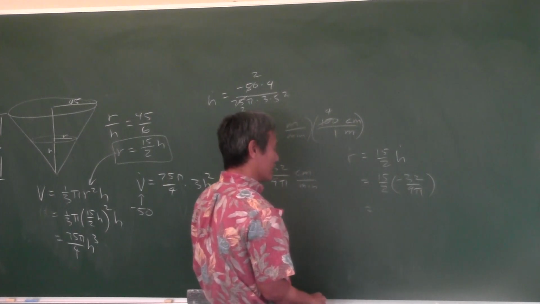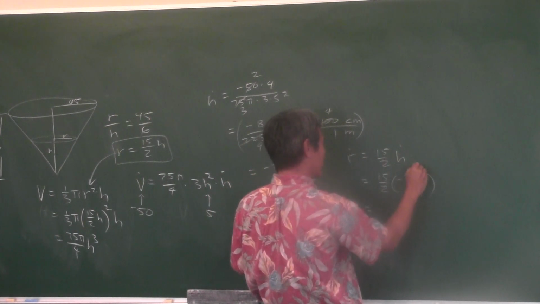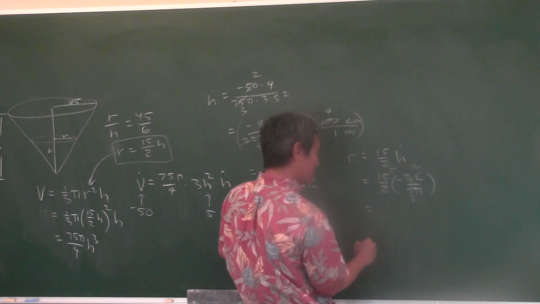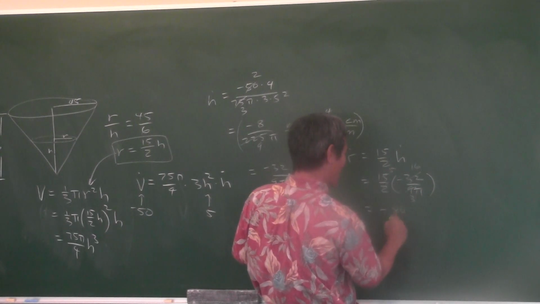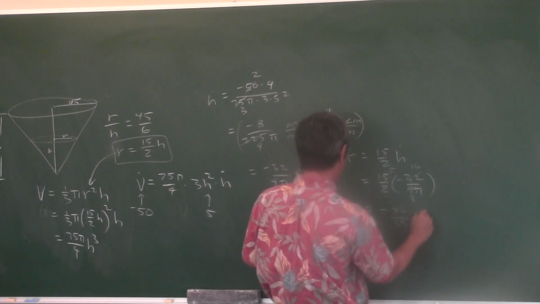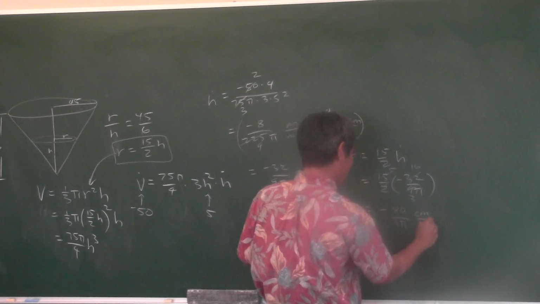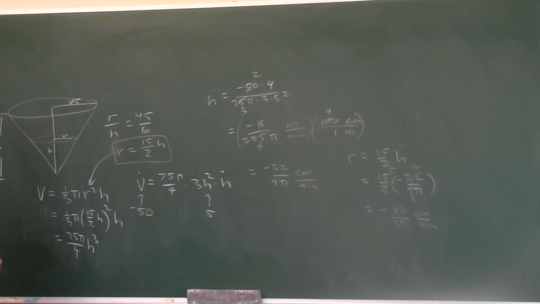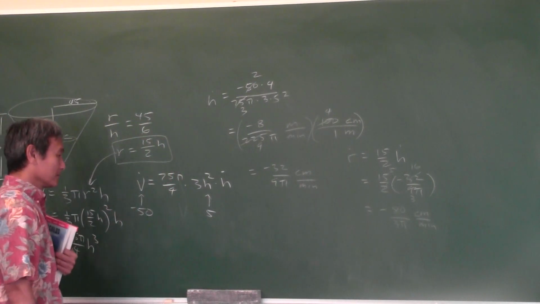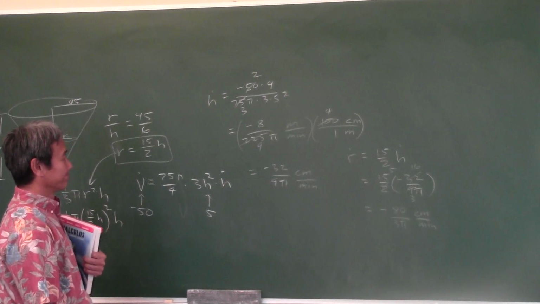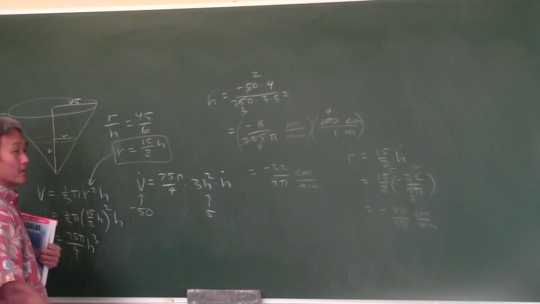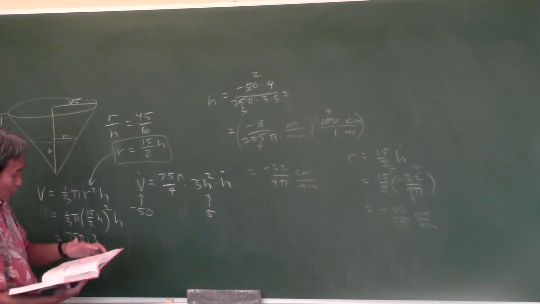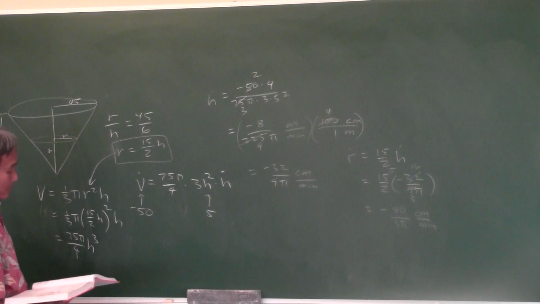And I think we can reduce that, right? 2 goes into 32 16 times. 3 goes into 15 five times, and into 9 three times. So we got negative 80 over 3 pi centimeters per minute, because remember, we converted to centimeters per minute. So if you don't do the similar triangles, you cannot do this problem. Just like the trough problem yesterday, you don't do similar triangles, you can't do the problem.